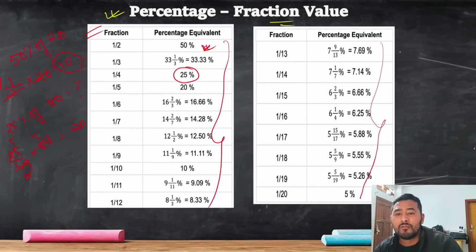Suppose you get 14 2 by 7%, a mixed fraction percentage, of 84. How will you do it? You'll have to do 14 first. You convert this one first: 7 into 14 is 98, plus 2 is 100 by 7, so it is 100 by 7% of 84. This will be very long. Now you'll take out 100 by 7, and 7 into percentage is 100, so you have to do it like this. Now 100 can cancel. 7 into 12, right? So this is very long.